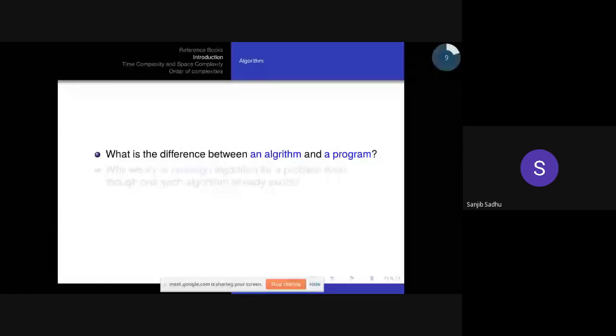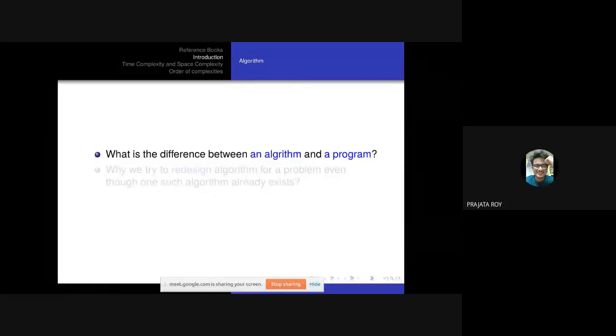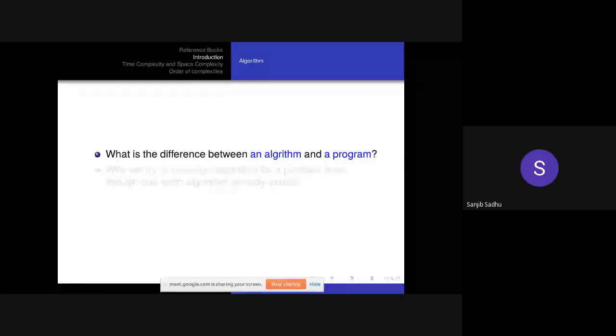Now you tell me, what is the difference between an algorithm and a program? Sir, a program has a syntax. Right, a program has a particular syntax, but the algorithm is just the set of instructions that is required, human readable, but it has no proper syntax. Fine.